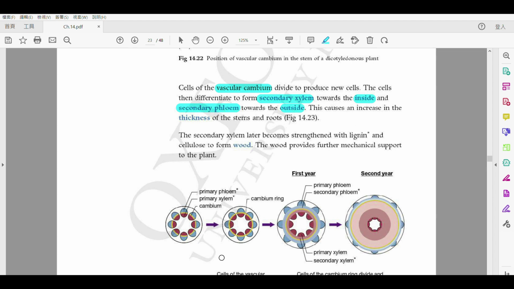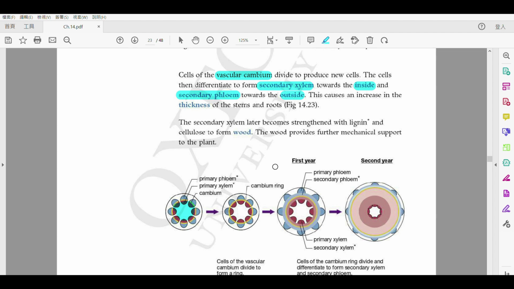Okay, so therefore, just a very simple question. Where can you find the wood? When you cut a tree, will you find the wood in the outer region or the inner region? The answer, if you have looked at the second paragraph, it will be the inner region. So this whole inner region will be the wood. All right, we're going to talk about that soon.